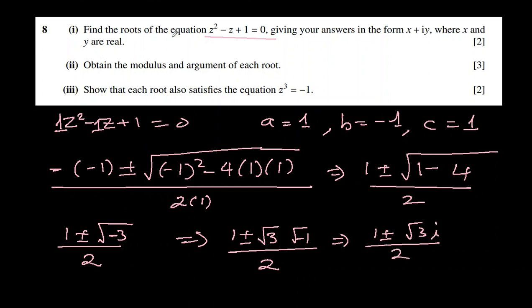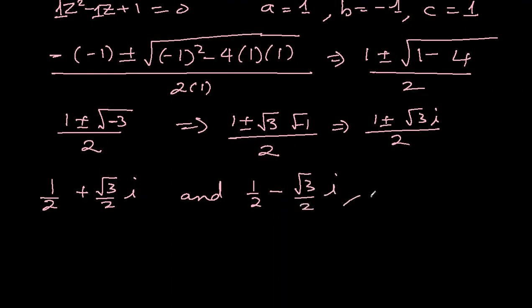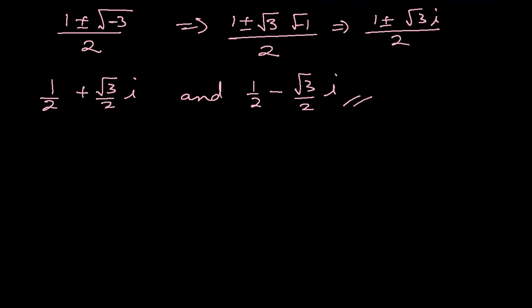So they're saying find the roots and give them in this format. So let's write them in a proper format. It will be 1 over 2, separating the numerator, plus square root 3 over 2 i, and 1 over 2 minus square root 3 over 2 i. These are the two roots. For part 2, as far as I remember, they are asking to obtain the modulus and argument of each root.